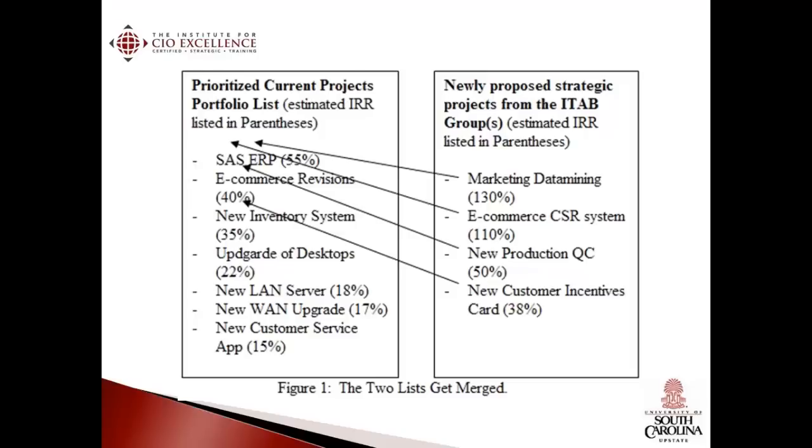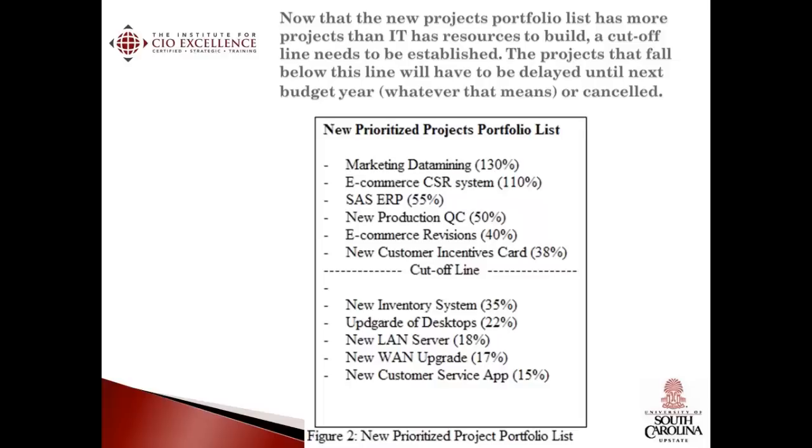So we have a new marketing data mining initiative that we're estimating has 130% IRR. We have an e-commerce CSR system initiative. We have a new production quality control initiative and a new customer incentives card initiative. Okay. So what we're going to do is we're going to build this new list.